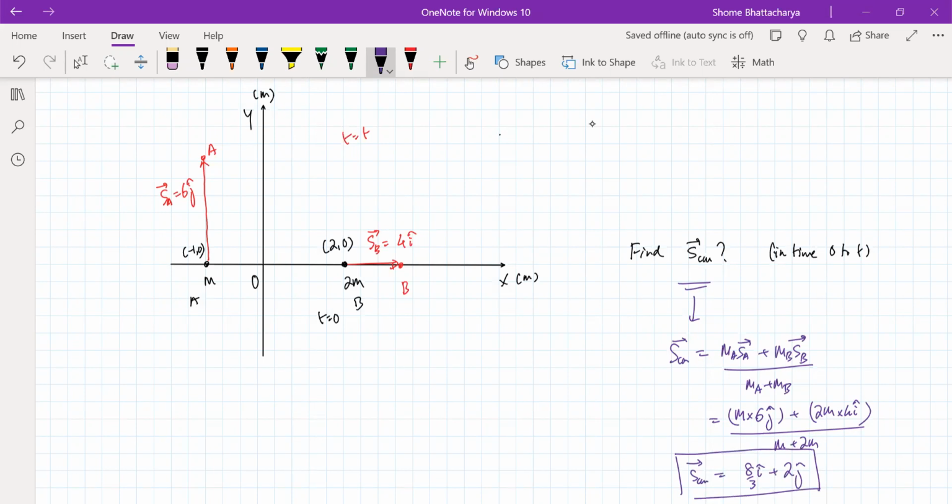Now we can also verify like this, that originally where was the center of mass located? It was located somewhere here, right? So this distance is 3. So the center of mass would have been located here at 1, 0. Okay. And now where will the center of mass be located?